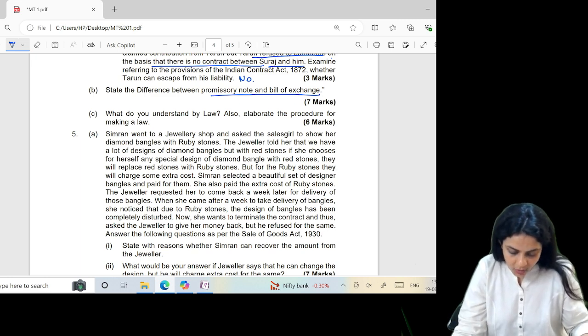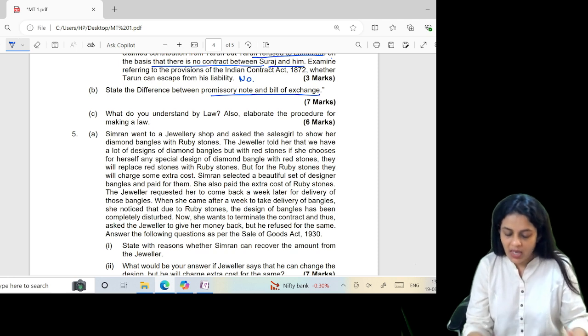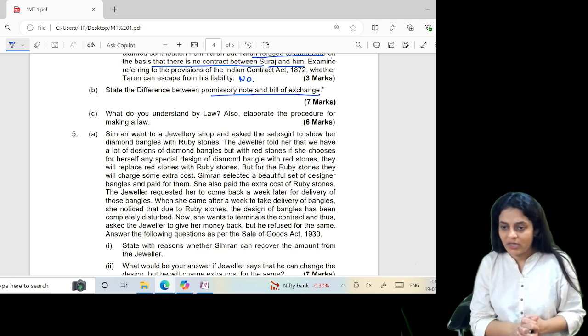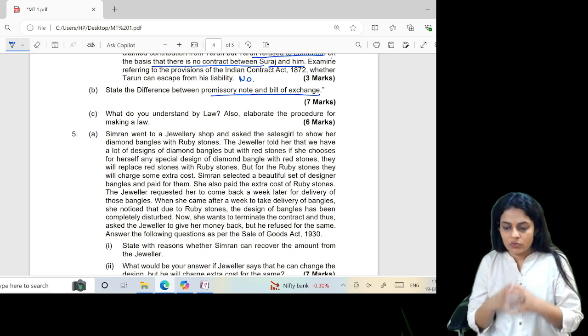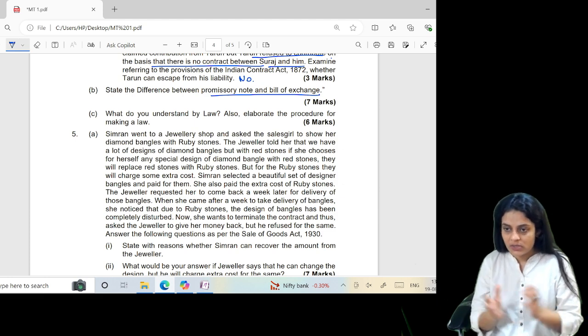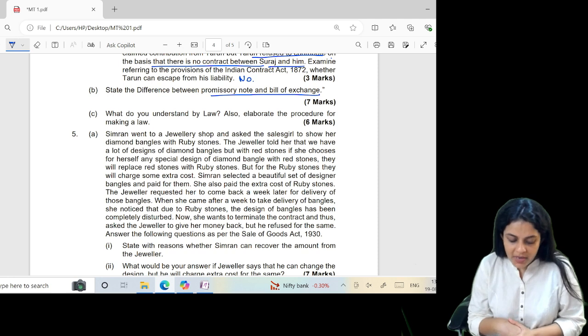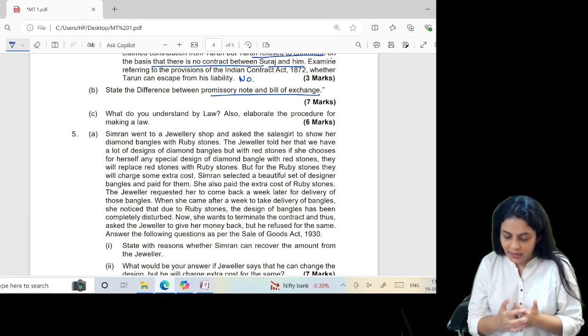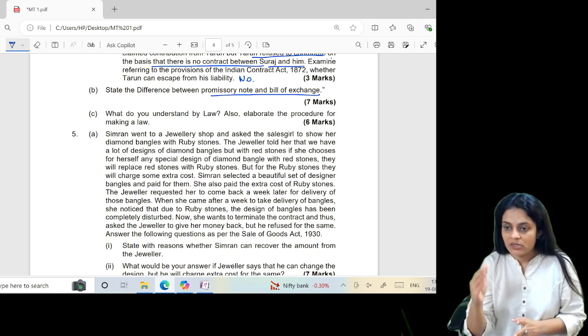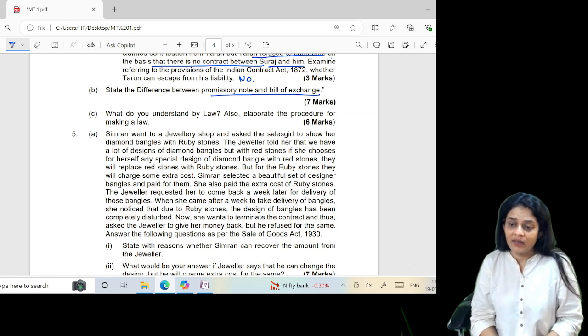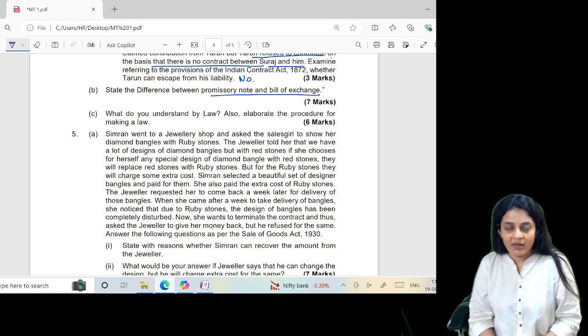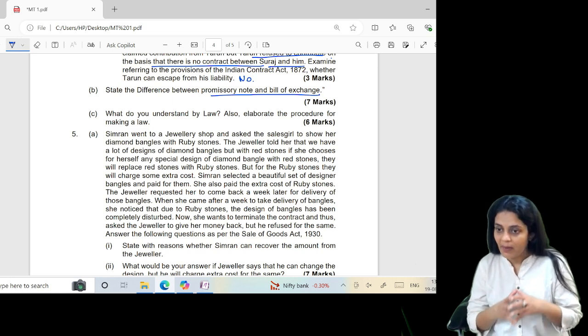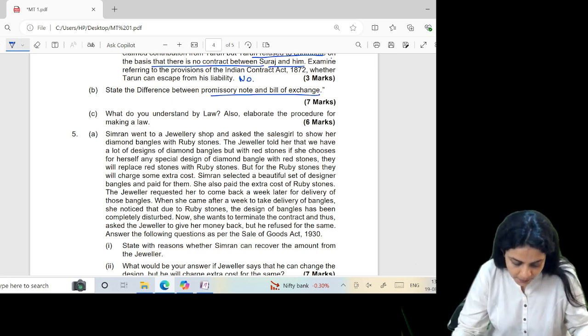What do you understand by law? Also elaborate the procedure of making law. Laws are a set of rules and regulations for the smooth running and for the welfare of the society. What is the procedure for making the law? The bill is laid down in both the houses of Parliament, first Lok Sabha, then Rajya Sabha. Then it is signed by the President. Then it is notified in the Gazette of India by the government. Once notified in the Gazette of India, it becomes an Act.